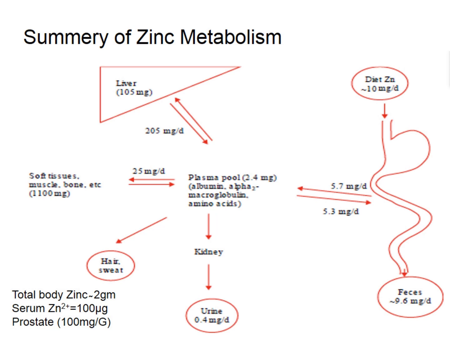So you can see here that approximately 10 milligrams is consumed. Out of that, 9.6 milligrams is lost in feces and 0.4 milligram in urine. So intake of zinc is equal to the output. One interesting fact regarding zinc is that a high amount of zinc is present in the prostate, and we will discuss the zinc content in the prostate in the coming slides.